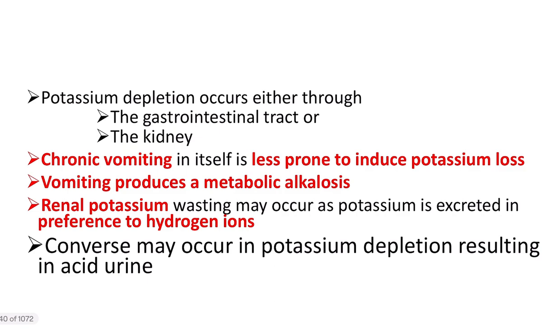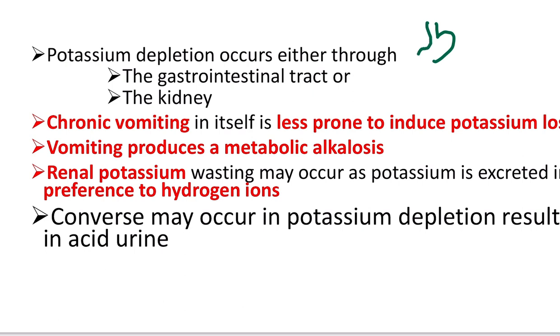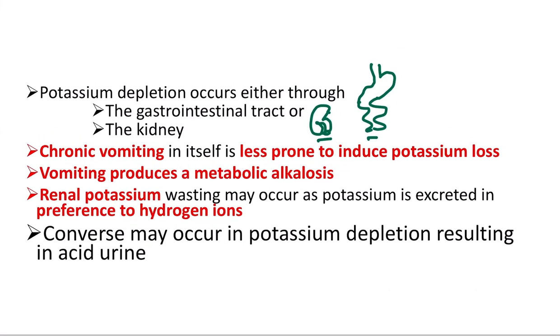First of all, potassium depletion occurs through either GIT loss or kidney loss. So potassium can be lost by the intestine or by the kidney, by any route. Chronic vomiting is itself less prone to induce potassium loss. Vomiting produces metabolic alkalosis, because in vomiting there is acid loss. It is easily thought that it is metabolic alkalosis. It is true, but the mechanism is something different.